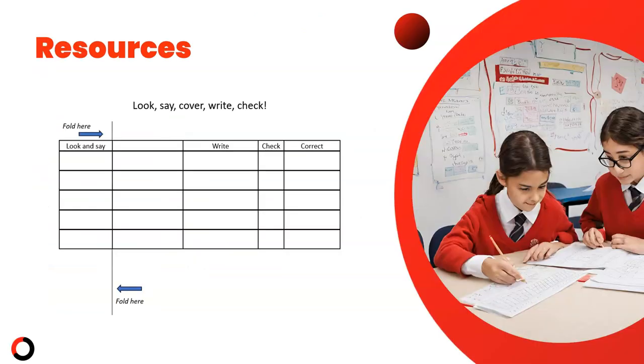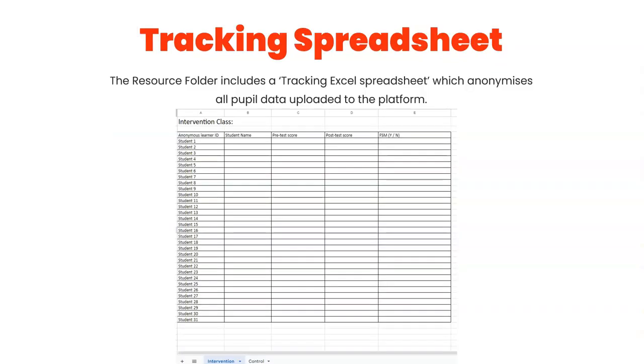The resource that we include is a template in the resource folder. And we include a tracking spreadsheet, which allows you to assign students anonymized IDs, such as student 1, 2, 3, to students in your class.